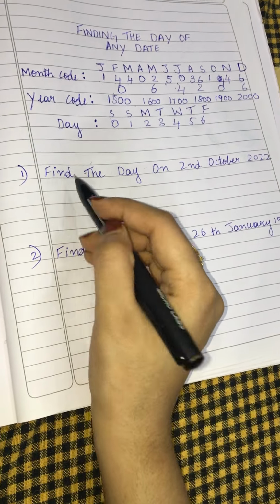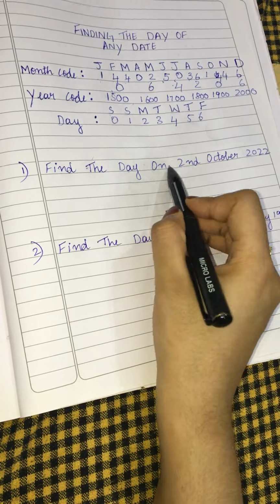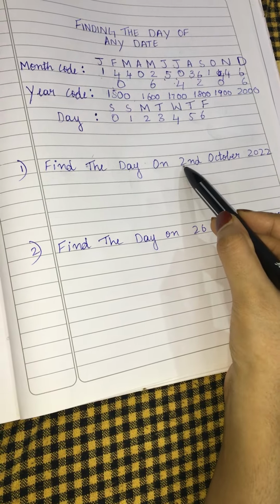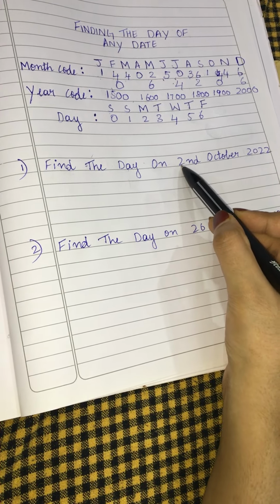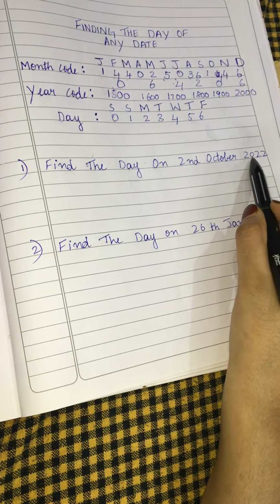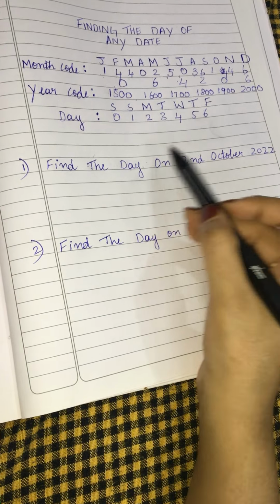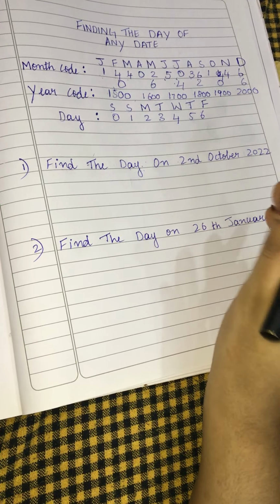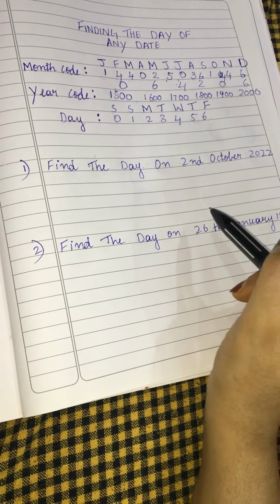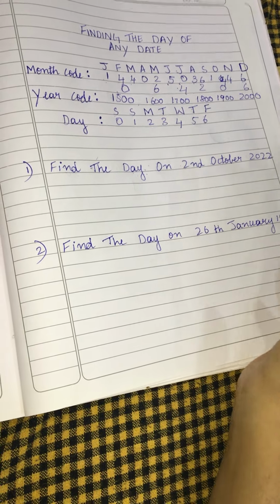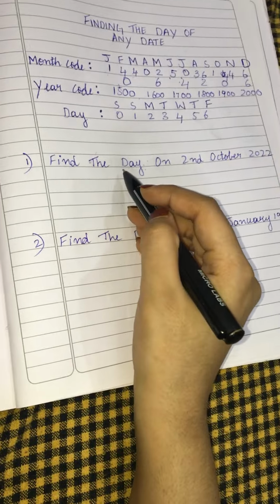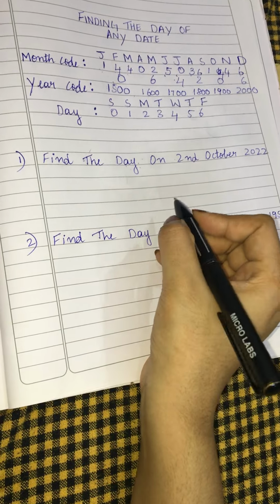Now we'll do the sum. What is the question? Find the day on 2nd October 2022. He's telling us the date, 2nd October 2022, but he doesn't know the day, so we have to find out what the day was. During the exam you can't go and search for a calendar, right? So the short trick is you have to learn this table, and I'll show you how to solve it.